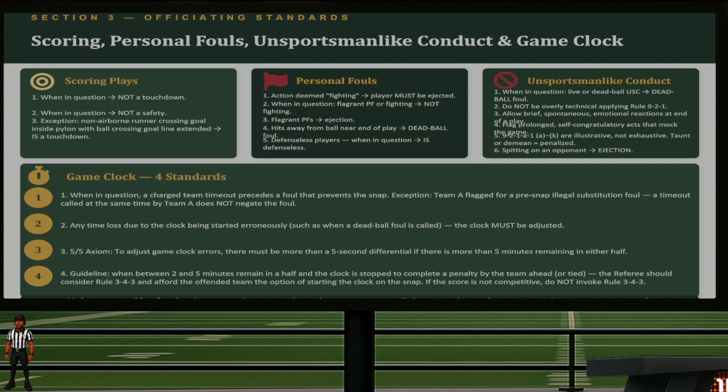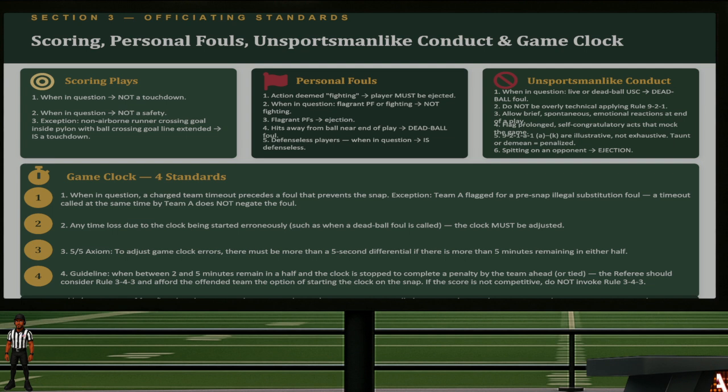Unsportsmanlike conduct. 6 standards. Standard 1, when in question whether an unsportsmanlike act is a live ball or dead ball foul, it is a dead ball foul. Standard 2, do not be overly technical in applying Rule 9-2-1. Standard 3, allow for brief, spontaneous, emotional reactions at the end of a play. Standard 4, beyond brief spontaneous bursts of energy, officials should flag acts that are clearly prolonged, self-congratulatory, and that make a mockery of the game.